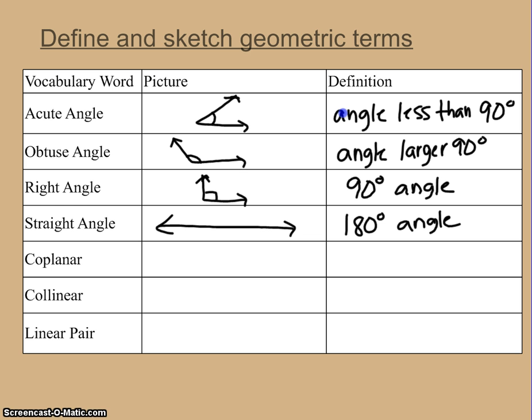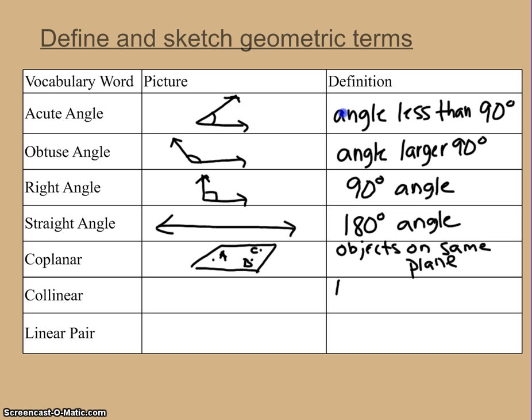Coplanar points are points on the same plane, or objects on the same plane. So a picture of that is we'll make our plane. Then we'll put points on there. Let's label them A, B, and C. So those are our points that are coplanar.